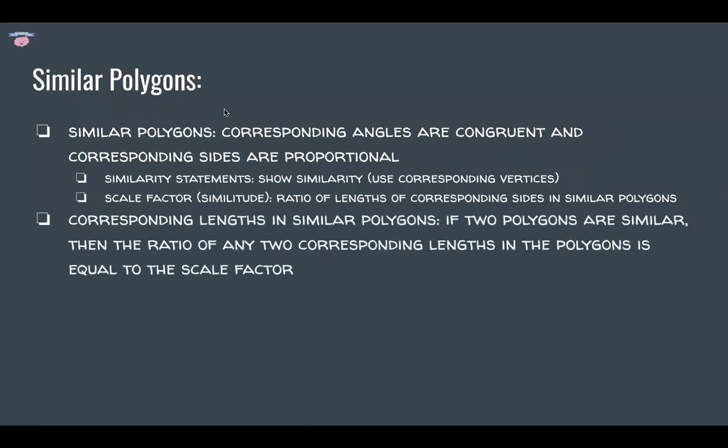Corresponding lengths in similar polygons. This is sort of a theorem, property, whatever you want to call it. If two polygons are similar, then the ratio of any two corresponding lengths is equal to the scale factor. This is basically the definition of scale factor.